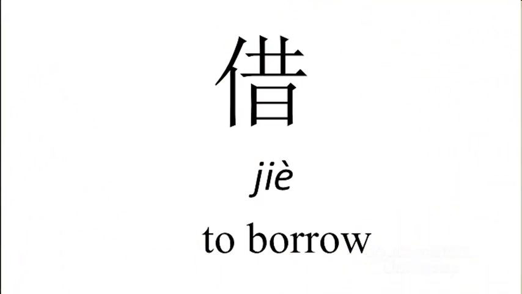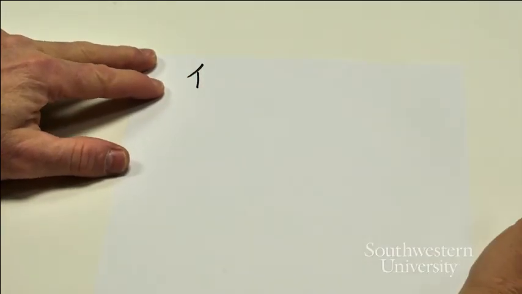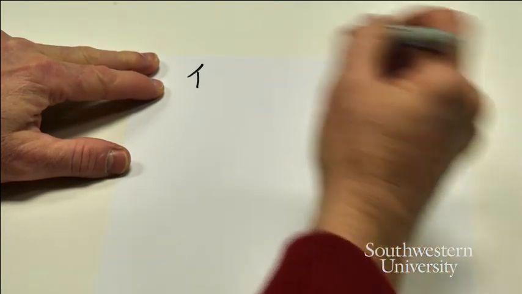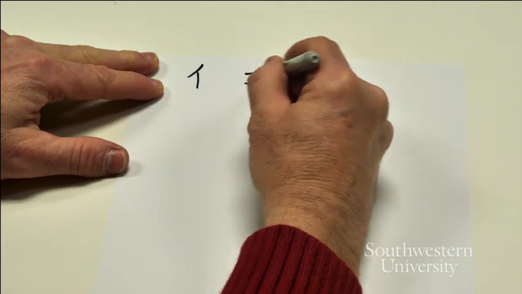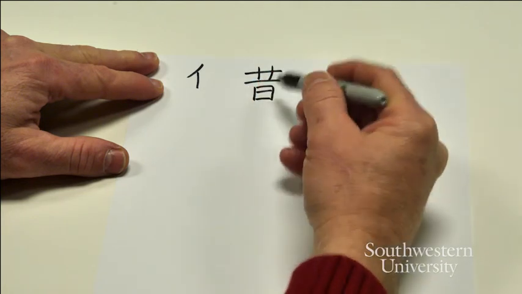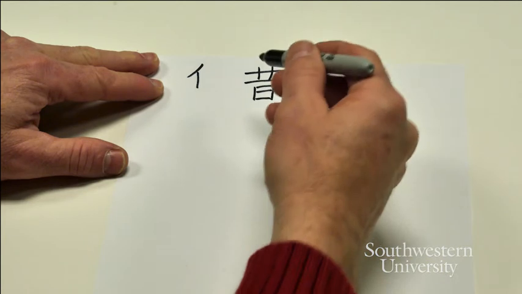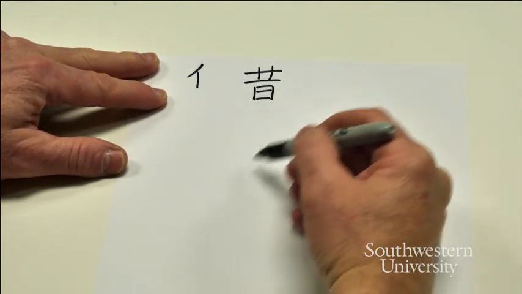This next character, jiè, to borrow, is composed of rénzìpáng, a person, meaning the human act of borrowing, referring to that. The right side is phonetic. It's pronounced xī, and it means in the past, a reference to the sun. So it's just phonetic in this case.